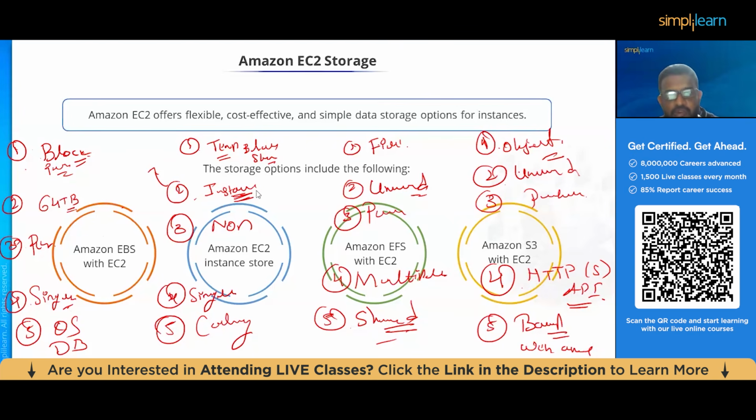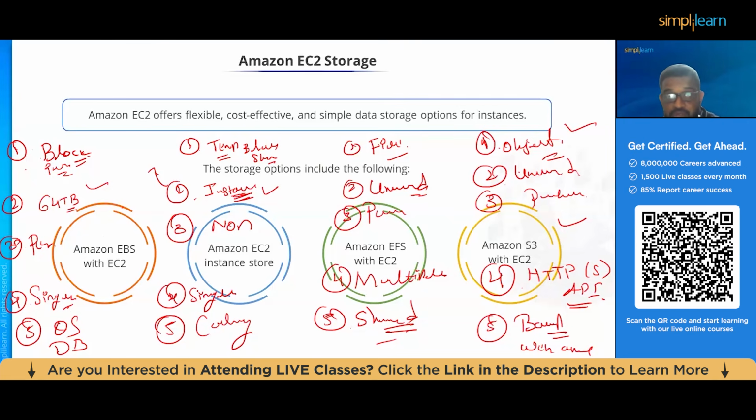costing also, instance store will be lower. EBS will be medium. EFS is somewhat expensive, but S3 is low cost when you want to store data for a long duration, like 5 years, 10 years, 1 year, 2 years. At that time, this is the lowest cost, right?